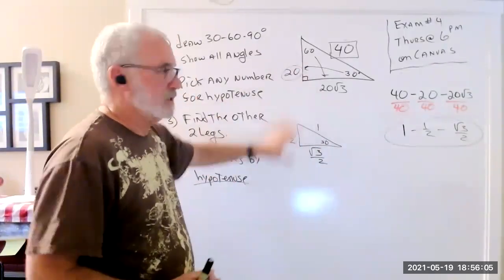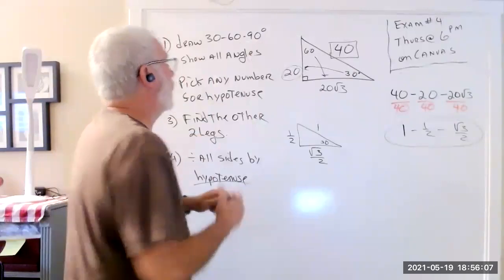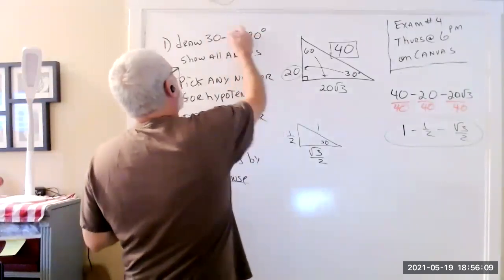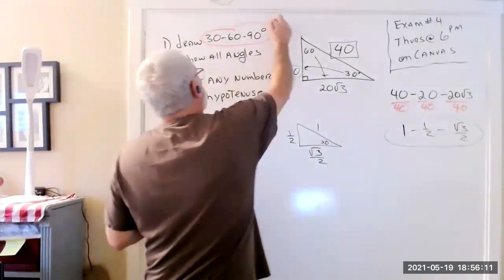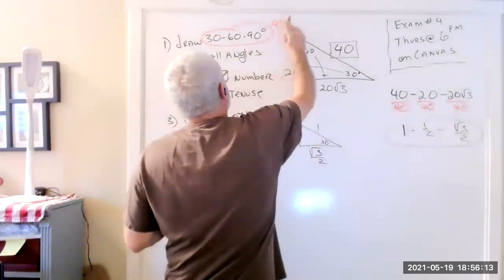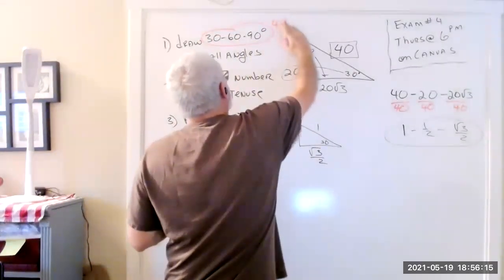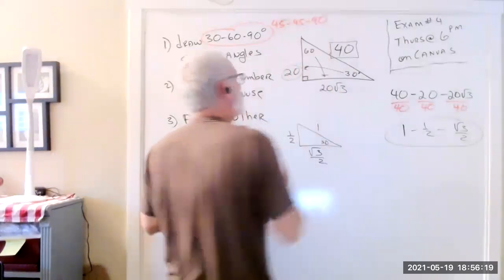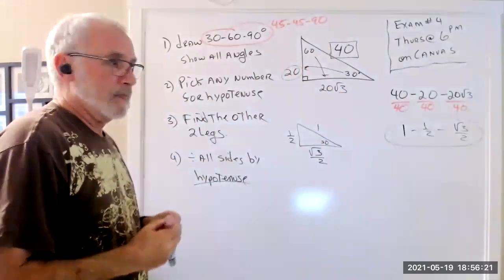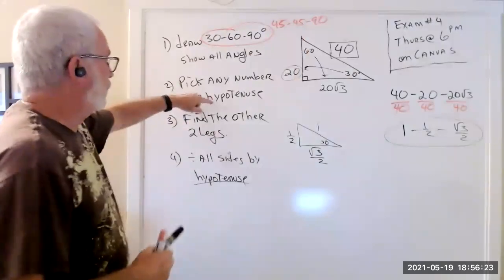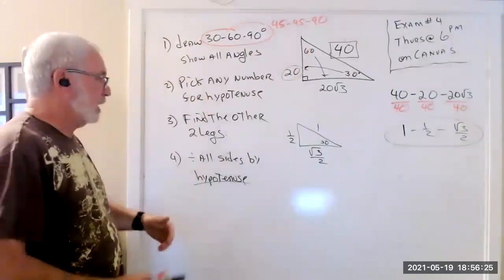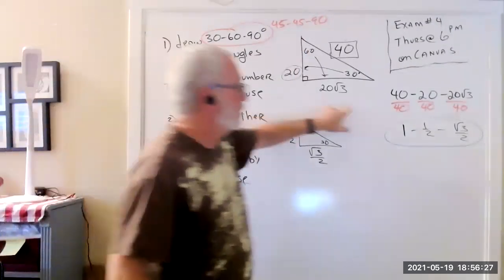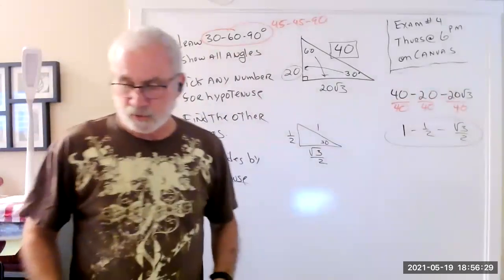Now, I'm going to have to erase that. Set that aside, but do this again for a 45, 45, 90 triangle. Again, any number for the hypotenuse, find the other two legs. Once you've done that, divide everybody by your hypotenuse, whatever that was.